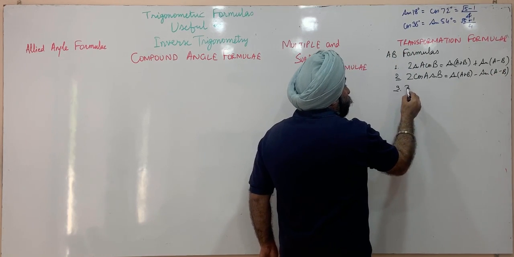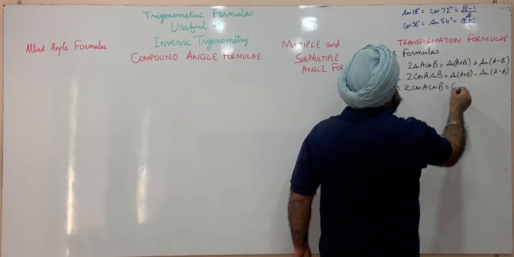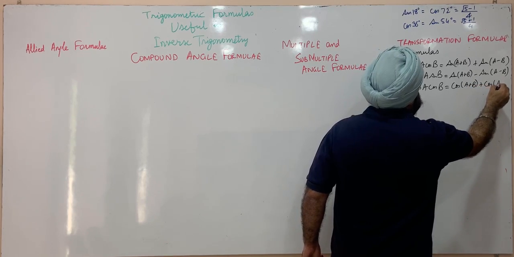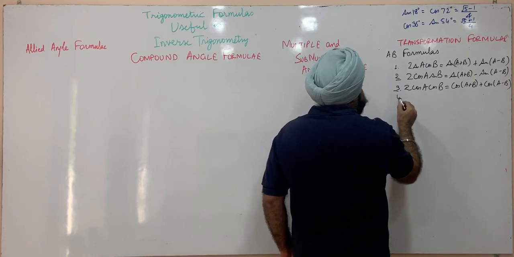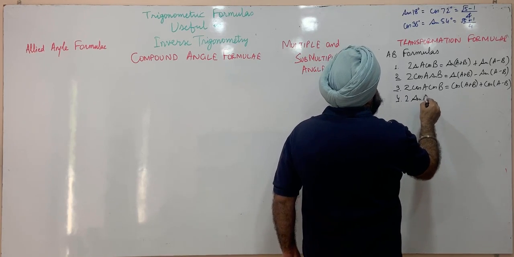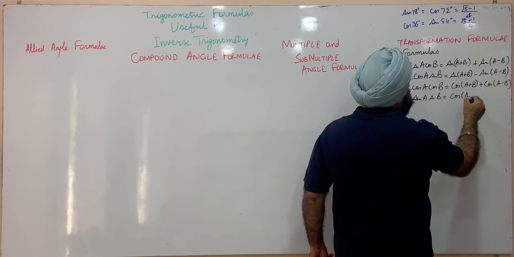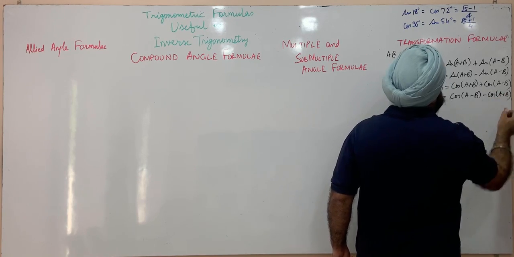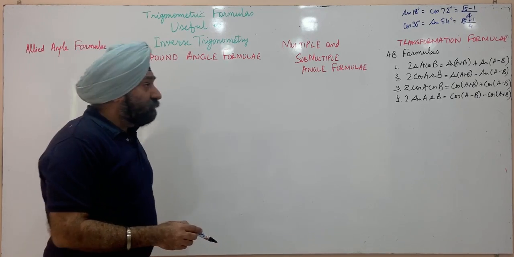The third one is 2 cos A cos B, which is cos of A plus B plus cos of A minus B. The fourth one is for 2 sine A sine B, which is equal to cos of A minus B minus cos of A plus B. These are the four AB formulas.